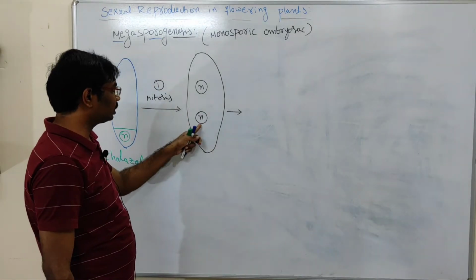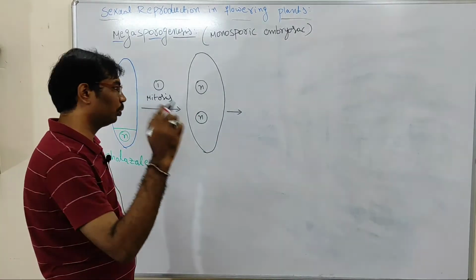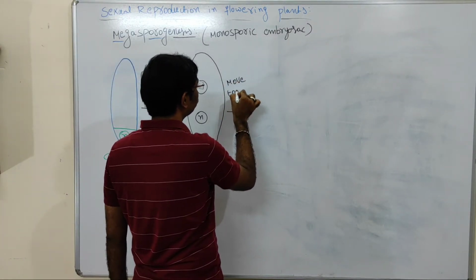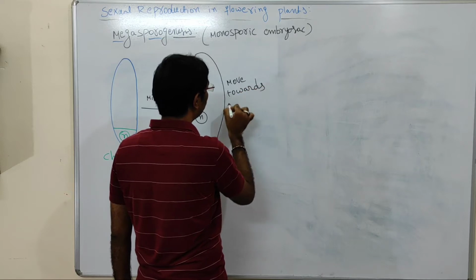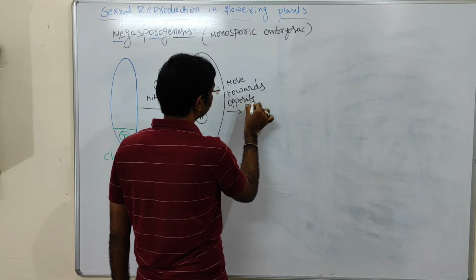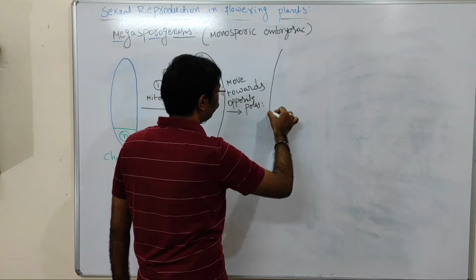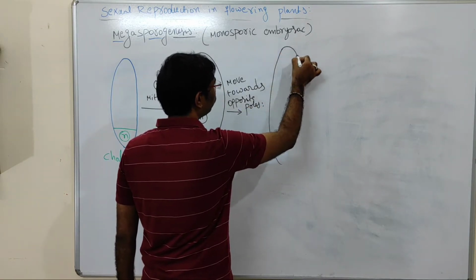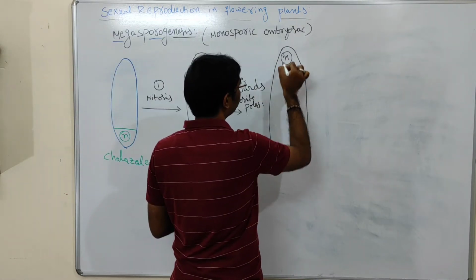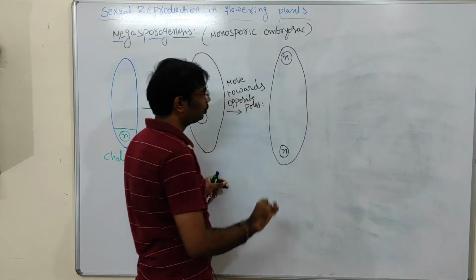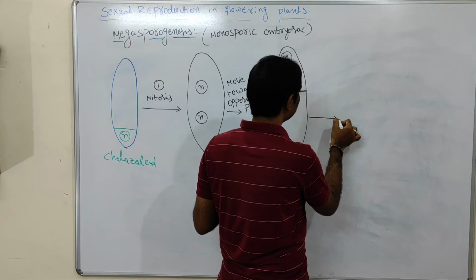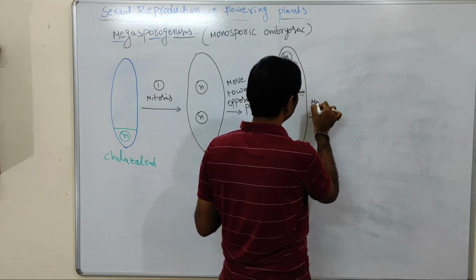The 2 nuclei move towards the opposite poles. One nucleus moves towards the chalazal end and another nucleus moves towards the micropylar end. After this movement of nuclei towards the opposite ends, the nuclei again undergo another mitosis.